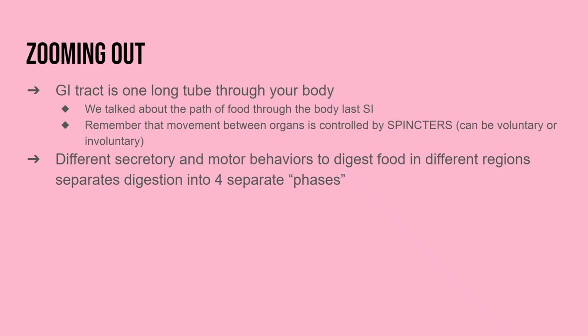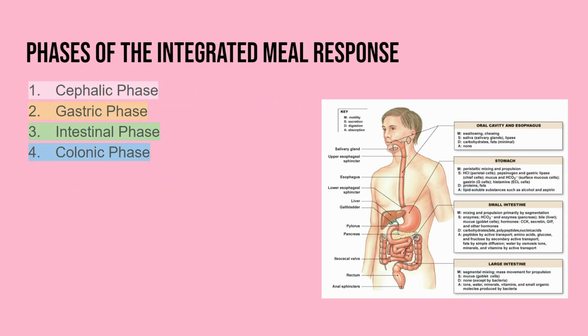And then each different region has different secretory and motor behaviors to digest the food. And it's separated into 4 different main phases, which are the cephalic phase, gastric phase, intestinal, and colonic phase. So I'm going to go through each of those in the coming slides.